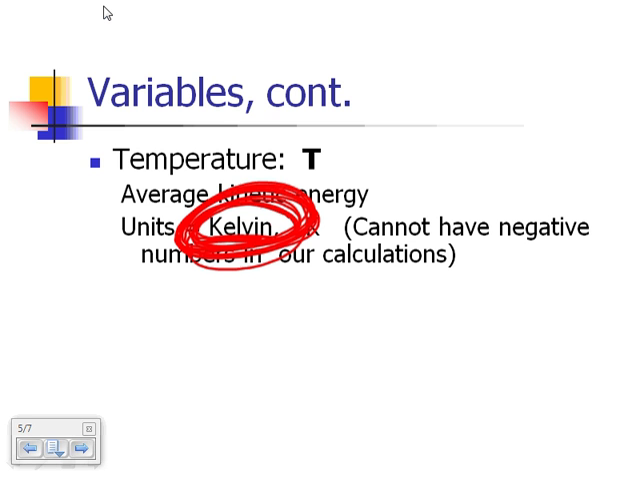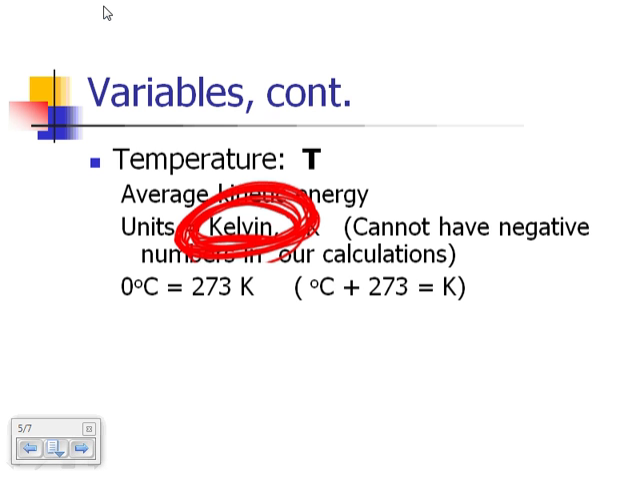Units are in Kelvin. The reason being is we cannot have negative numbers. We don't want negative numbers in our gas law calculations. The centigrade scale, Fahrenheit, they all have negative numbers. And if we end up using negative numbers, we'd have negative volumes, for example, which is not possible. So we have to use the Kelvin scale. Starts at 0 and goes up from there.